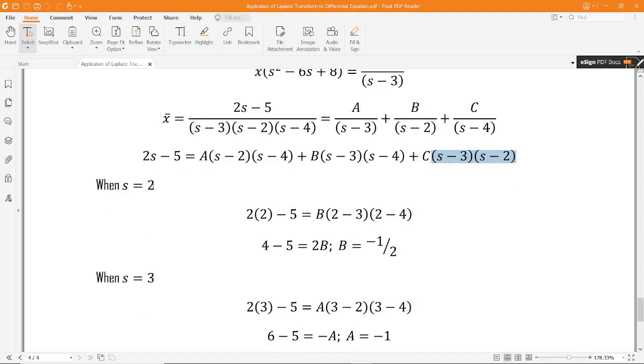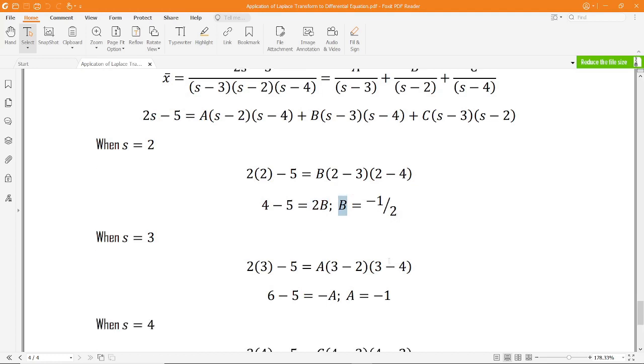So when we make our s to be 2, 2 minus 2 will be 0, so all of this will be cancelled. And s becoming 2 here again will be 2 minus 2, 0, so all of this will be cancelled. So we are left with B. 2 minus 3 will be minus 1, and 2 minus 4 will be minus 2. So minus 1 times minus 2 will be plus 2, so that will be 2B, which is what we have here. Then putting 2 here, 2 times 2 will be 4, 4 minus 5 will be minus 1. So at the end of the day, B will be minus 1 over 2. That is how this one came to be.